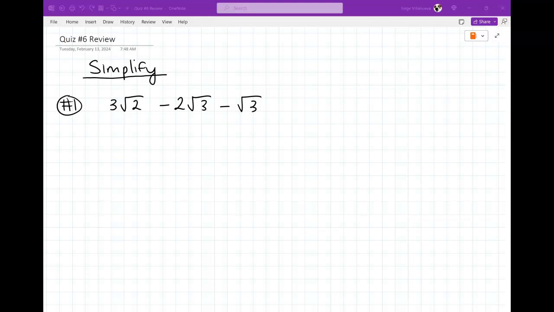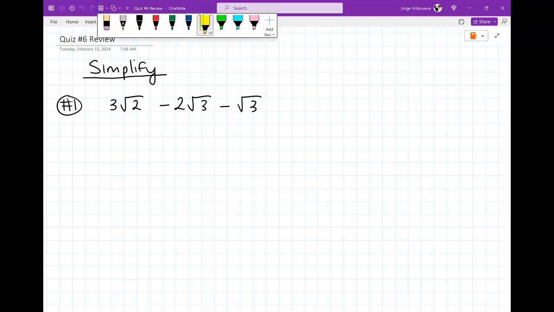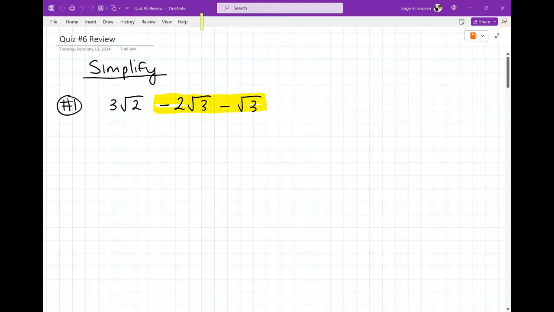So this one right here, example number 1, says 3 radical 2 minus 2 radical 3 minus radical 3. If you guys remember, with radicals, as long as their radicands are identical, right? So I can see a radical 3 and a radical 3 right there. Those look the same, so I would say those are like terms. I'll just highlight them for us here. These are like terms because they have the same radicals.